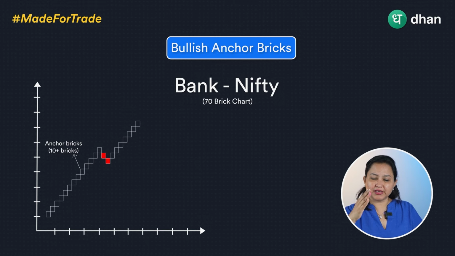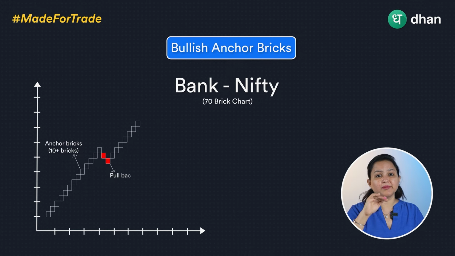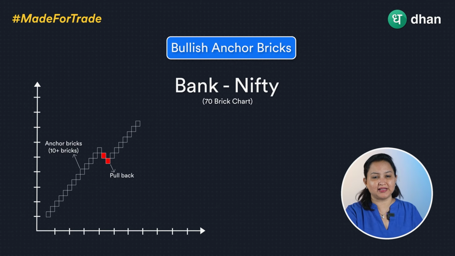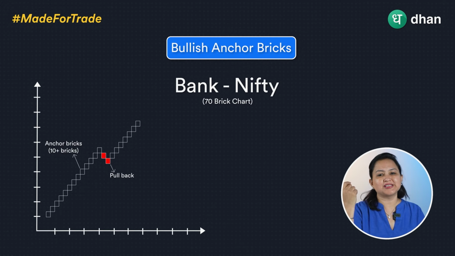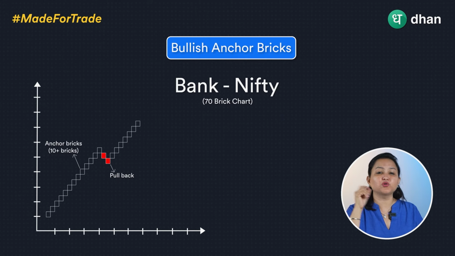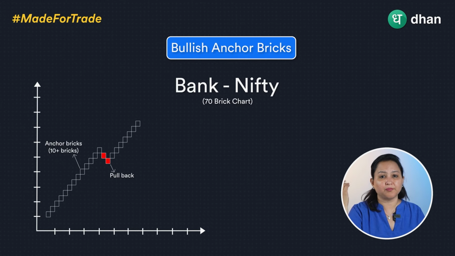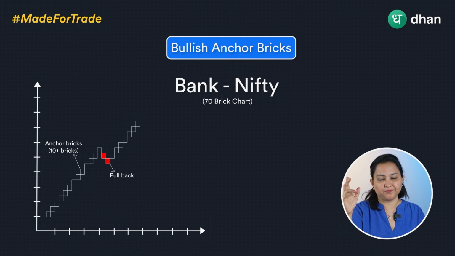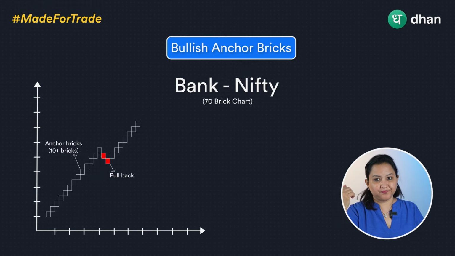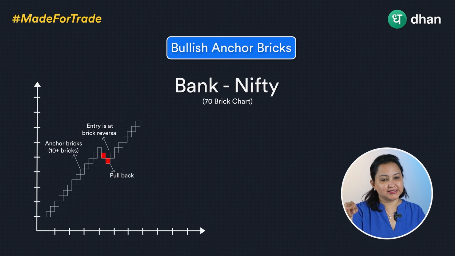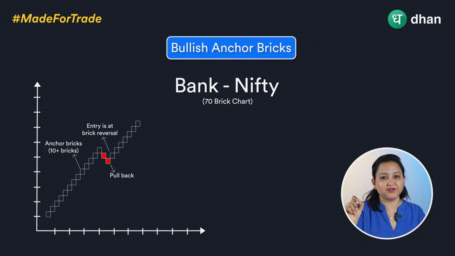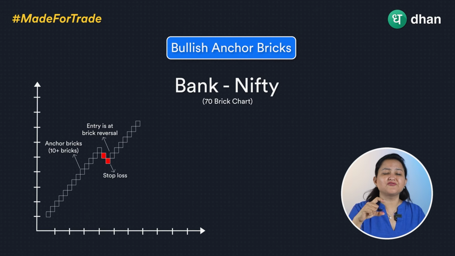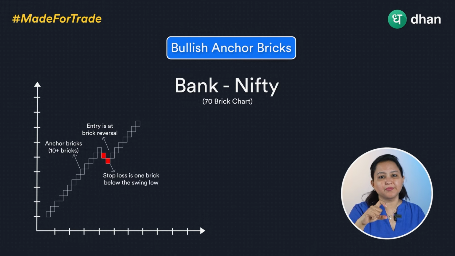After the anchor brick is formed, a small pullback. The anchor brick can have 10 or more than 10. It need not be specifically 12 bricks or 13 bricks. It could be anything, 10 and above marks an anchor column. So a pullback, and then that reversal brick that you can see where I have marked that this is the entry area. The stop loss is very small, just 1 brick below.